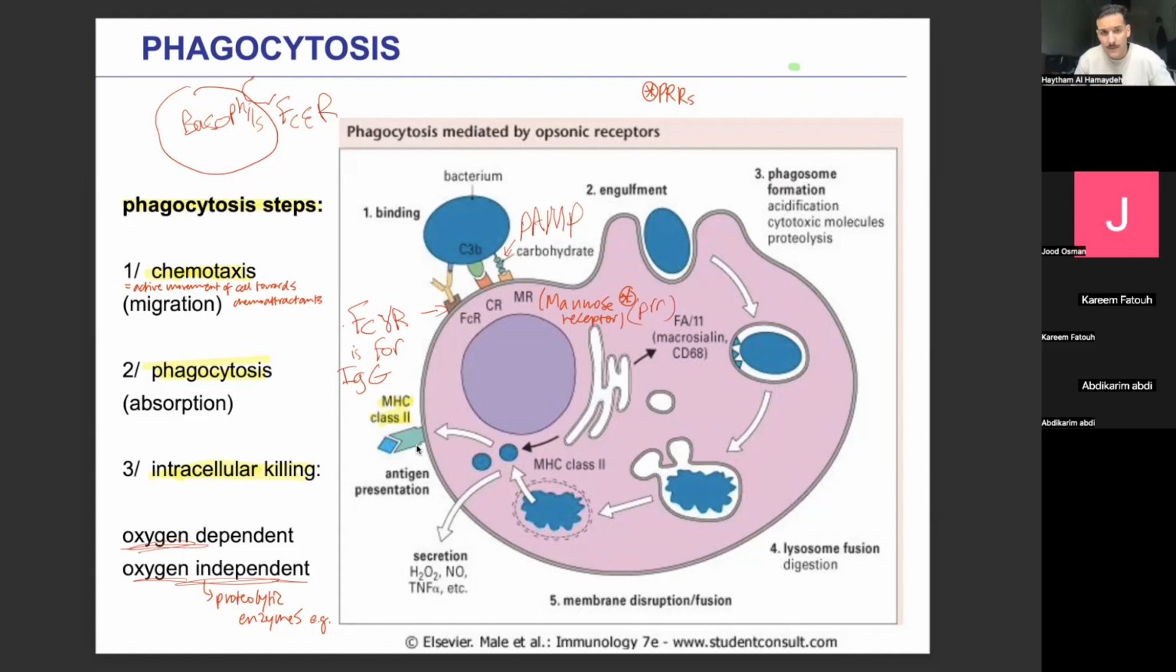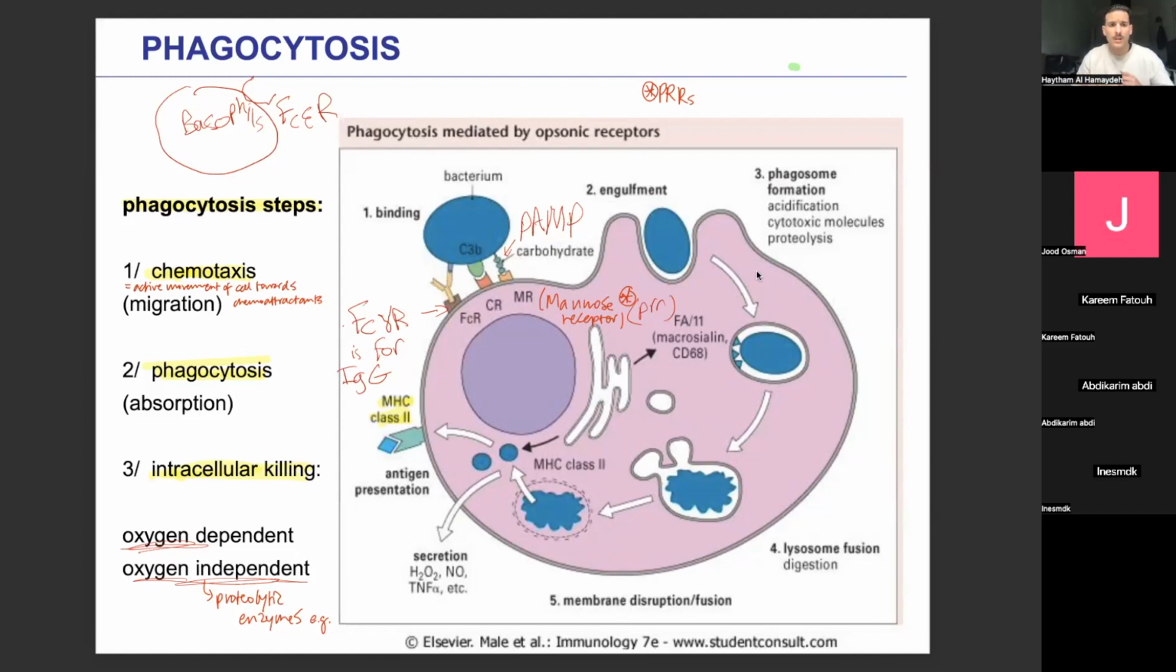Clear? Got that part. But what's this FA11 CD68? I really don't know, but I think... Do you want me to look into it and then tell you? Yes, please. Just make a note and then just tell us on the group, okay?